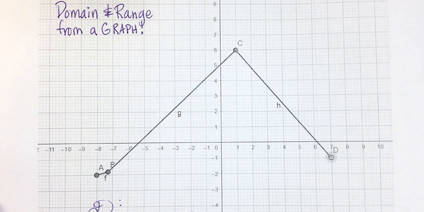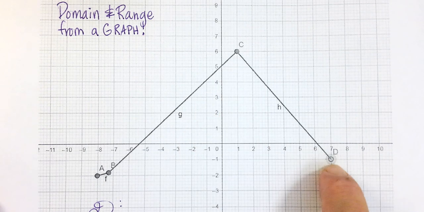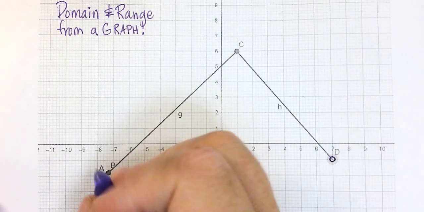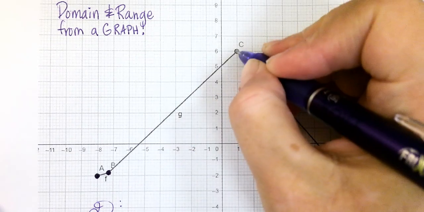Hello, today we are talking about the domain and range from a graph. We are given this graph that starts here at A and ends at D. This D has an open circle and the A has a closed circle. The others are also closed circles.